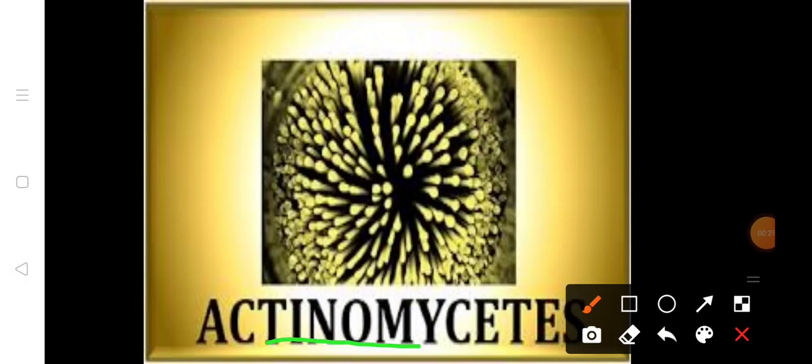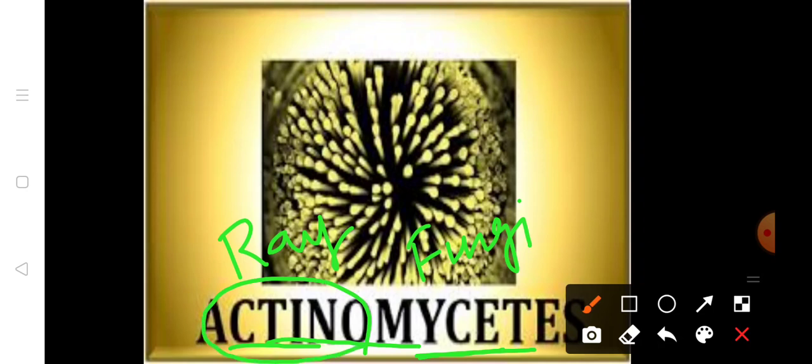The word Actinomycetes is made up of two words, actino and mycetes. Actino means ray, and mycetes means fungi. So it is also known as ray fungus. The term Actinomycetes was given by Harz in the year 1878.